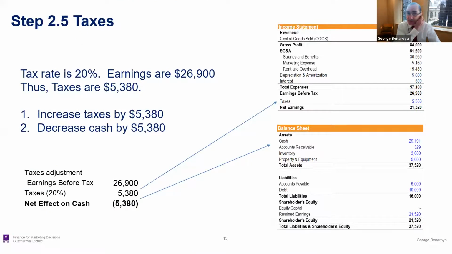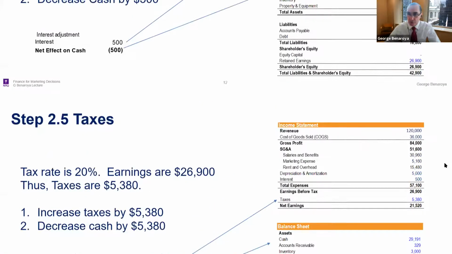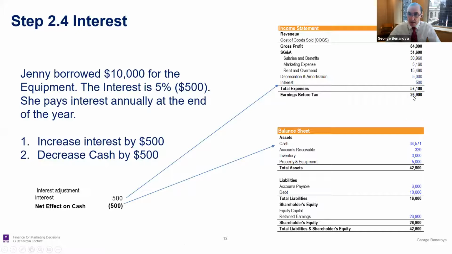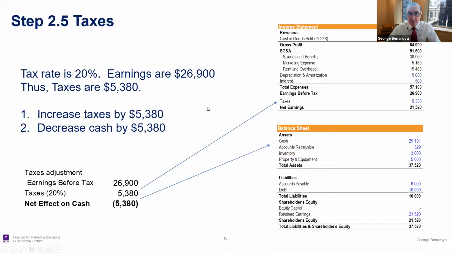Now let's do taxes. If her tax rate is 20% and her earnings, including all these expenses, were $26,900, we saw on the previous slide, then her tax will be $5,380. So we increase taxes by that amount and we decrease cash by the same amount.